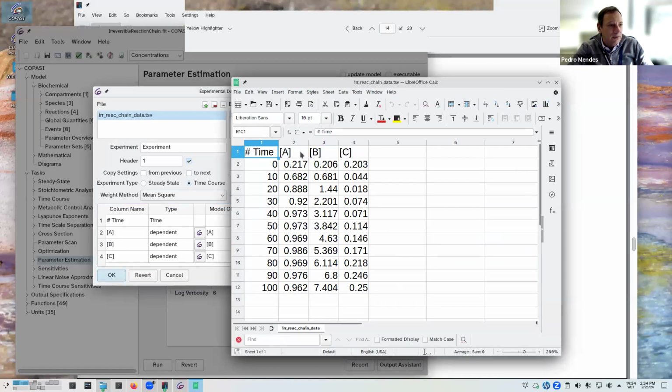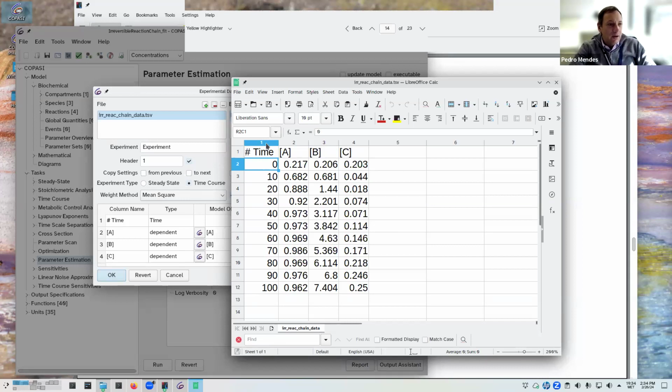So it has time, A, B, and C. This first column is just labels, and then it has the numbers. It's a simple time course with time measured at regular intervals in this case. But it didn't have to be regular intervals. These numbers could be any time values. They should be, of course, in an ascending sequence. And then the data for A, for B, and for C.